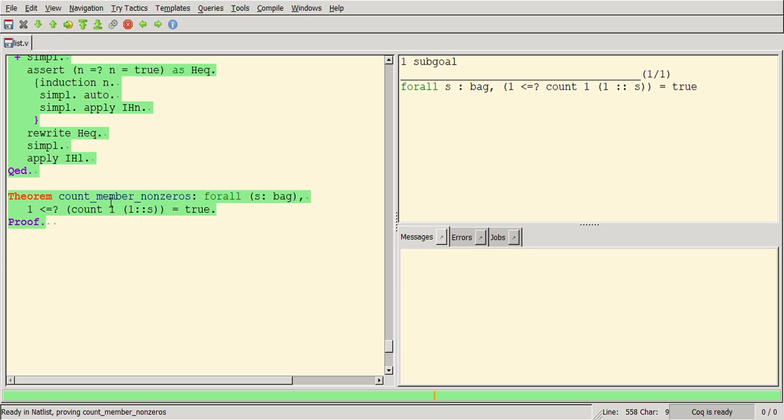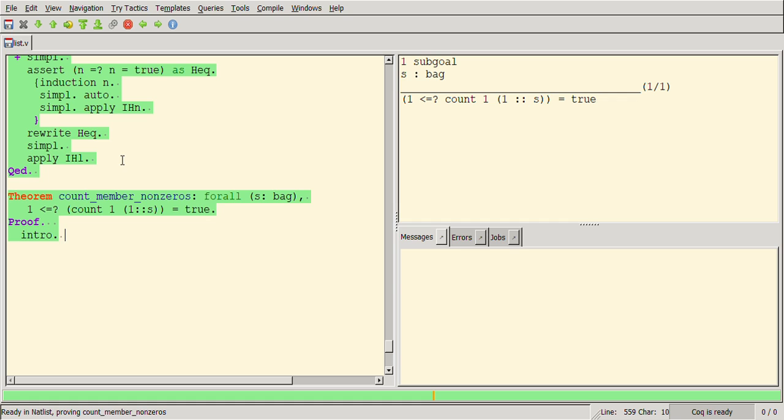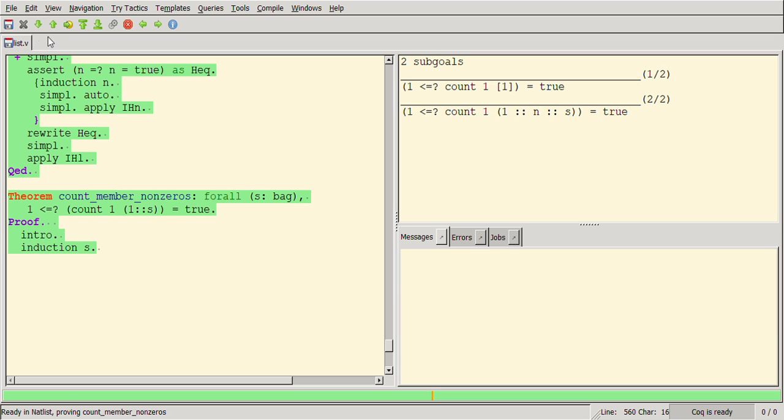So we should be able to prove it. Okay, so we are in the proof mode, and as usual, we introduce a bag S of type bag, and then we can use induction on S. So we would have 2 cases because S is a bag.